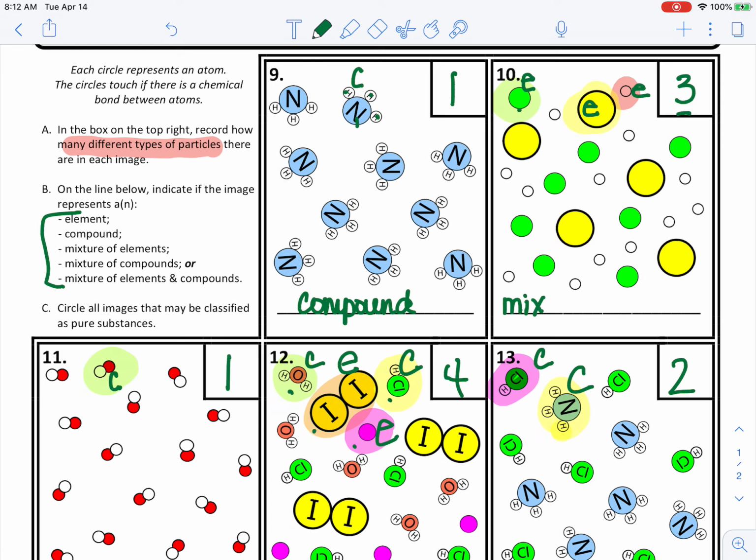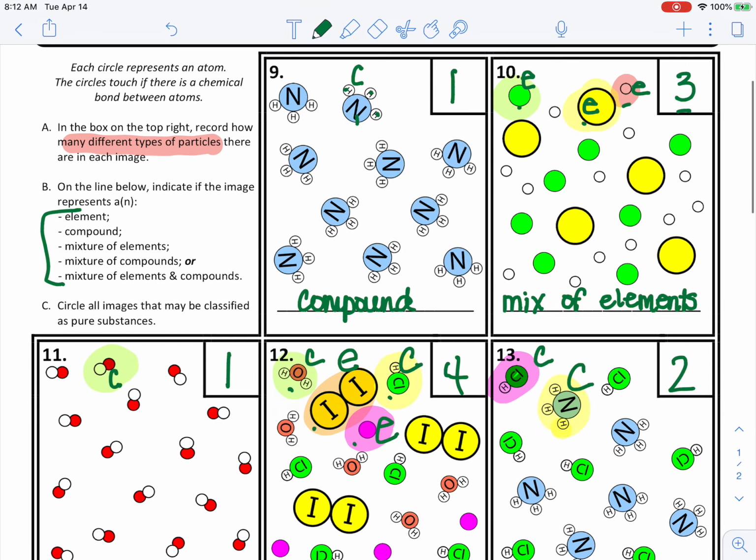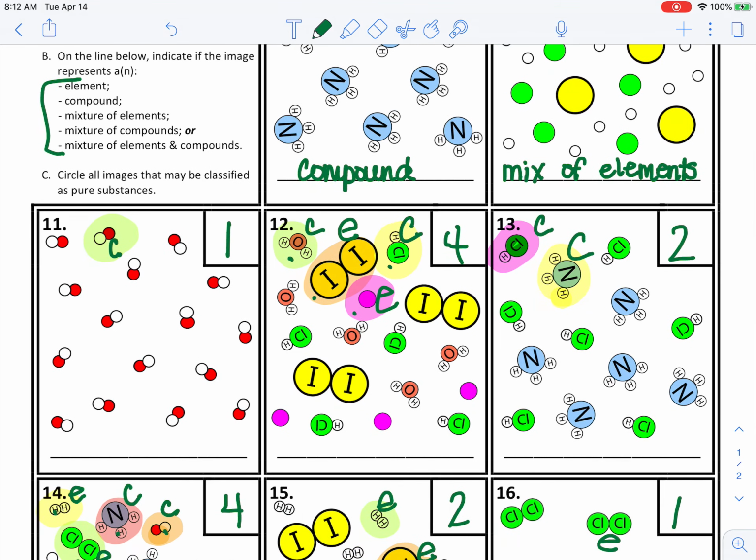And if I look at it, we have 3 different particles. They're just by themselves. So that's a mixture of elements. For 11, I have 1 type of particle going on, so that's either going to be an element or a compound. And since they had 2 different colors, that one's a compound. Here I have 4 particles, so that's a mixture. And I have compounds and elements.